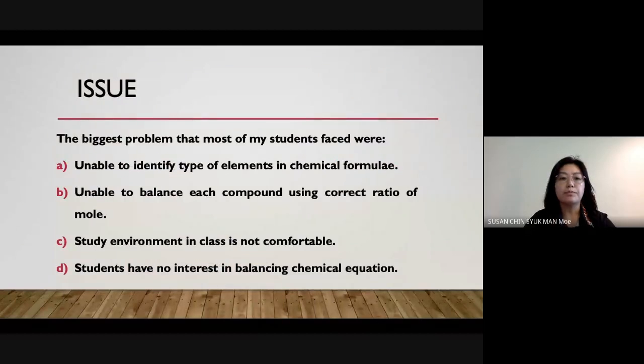What is the issue? The biggest problems that most of my students faced were, number one, they are not able to identify the type of elements in a chemical formula. Number two, they are not able to balance each compound using the correct ratio of mole. Number three, the study environment in the class is not comfortable. And number four, students have no interest in balancing chemical equations.